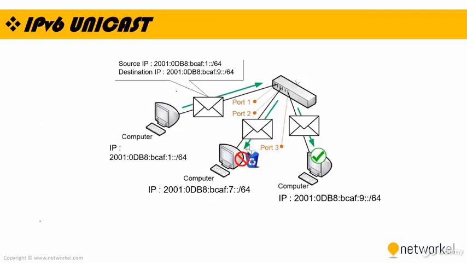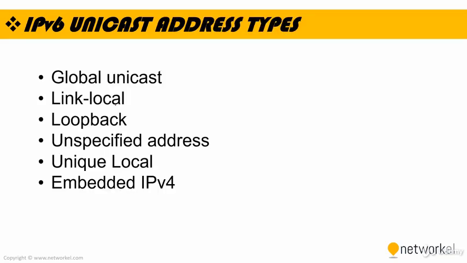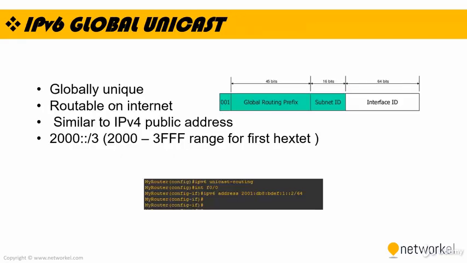IP version 6 unicast is the same as IP version 4 unicast. If computer A wants to send a unicast message to C, it uses its own IP address as the source and computer C's IP version 6 address as the destination. And we have some unicast address types in IP version 6. They are global unicast, link local, loopback, unspecified address, unique local, and embedded IPv4.